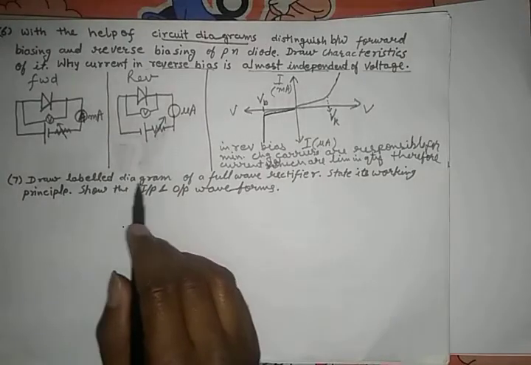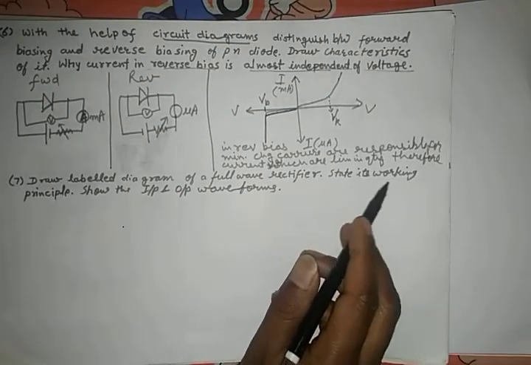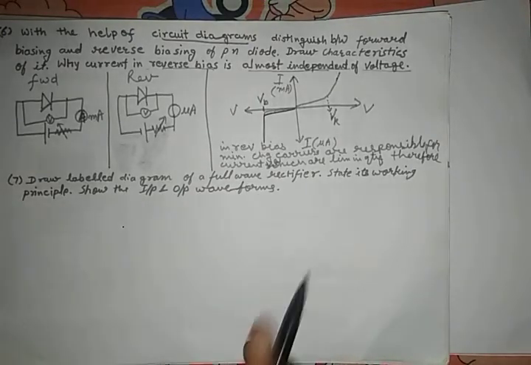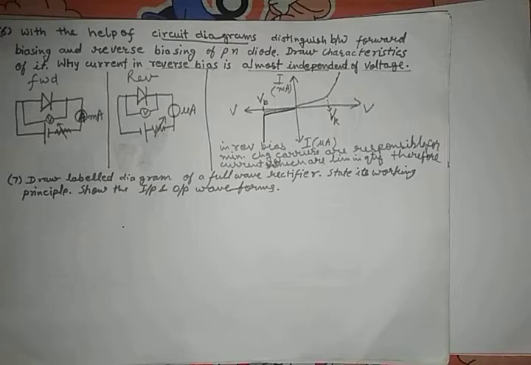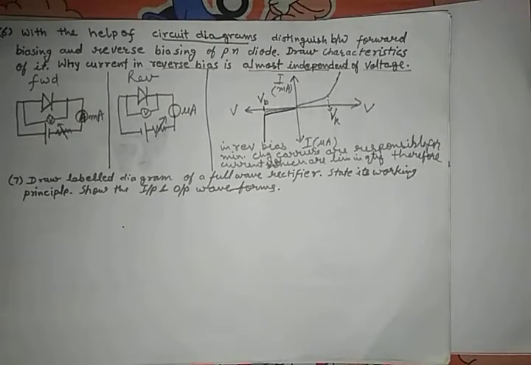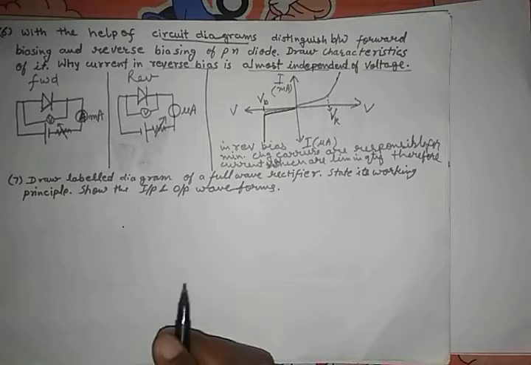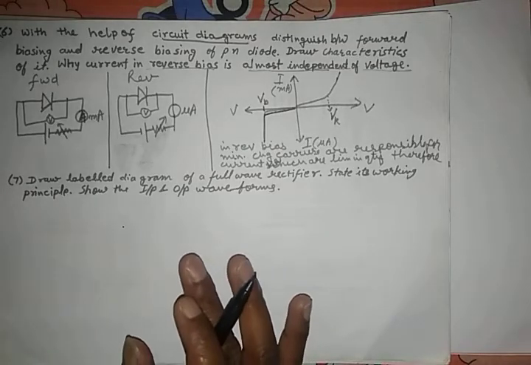Now draw a labeled diagram of a full wave rectifier, state its working principle, and show the input and output waveform. So the working principle, as I stated earlier, is that an ideal diode offers zero resistance in forward bias and infinite resistance in reverse bias. This is the principle of the full wave rectifier. For full as well as for half wave, the same principle works.